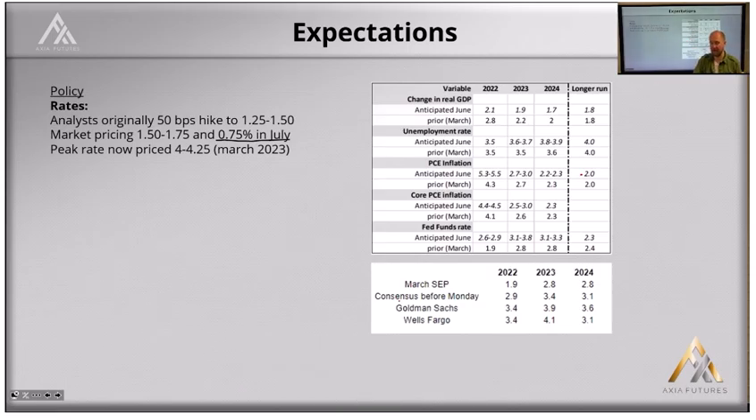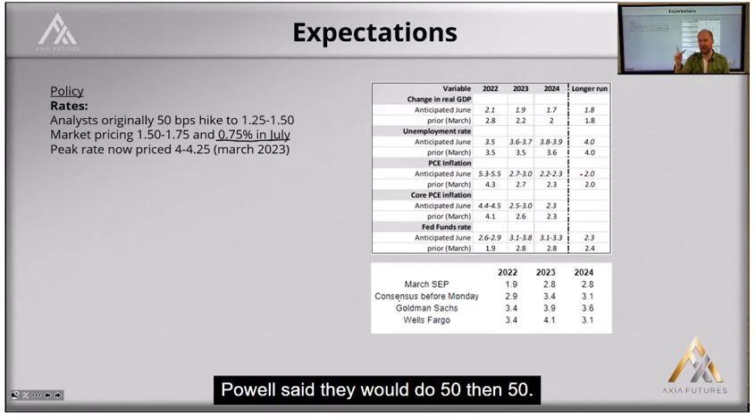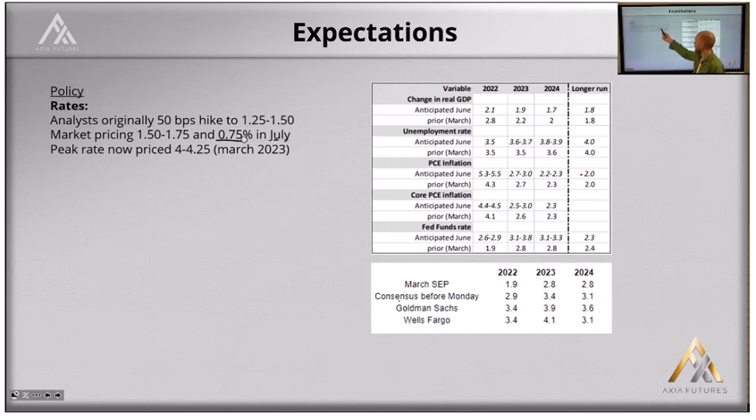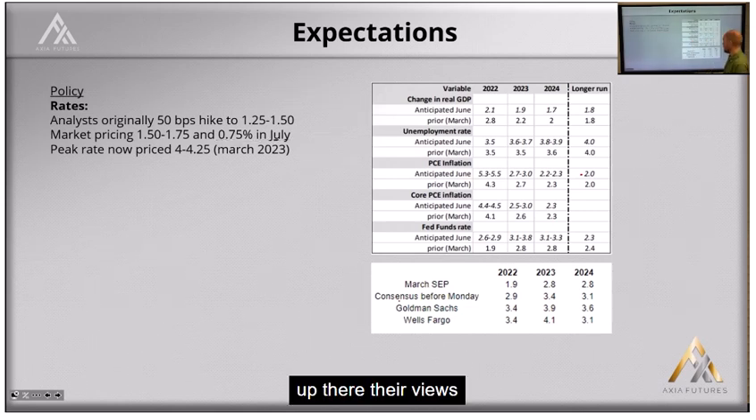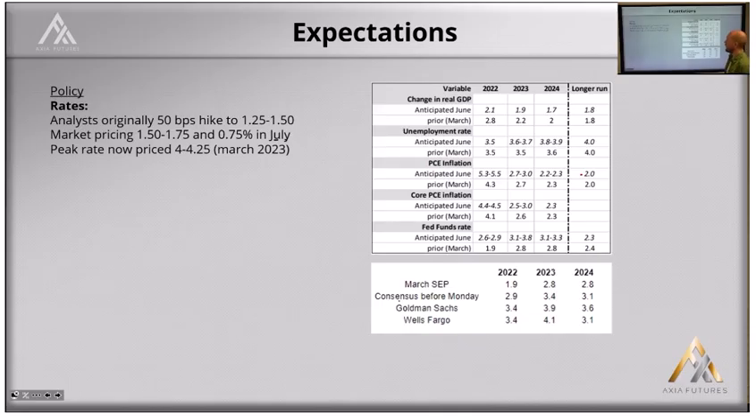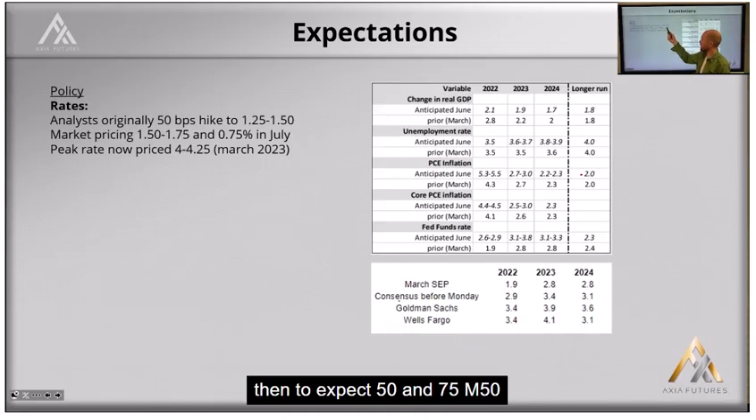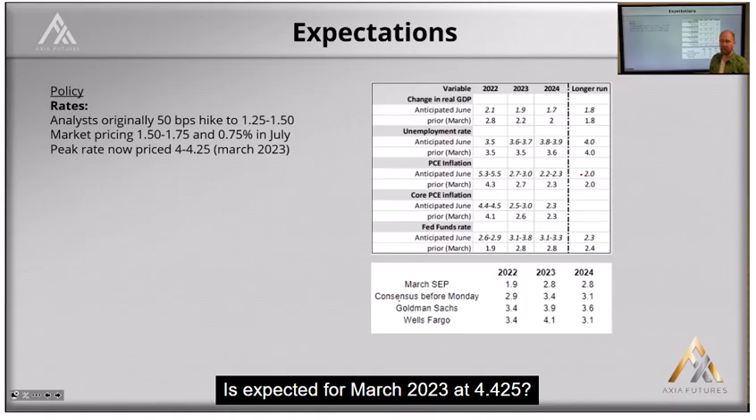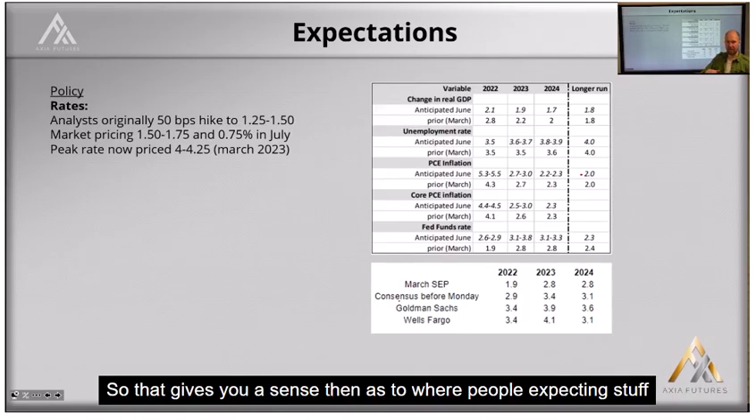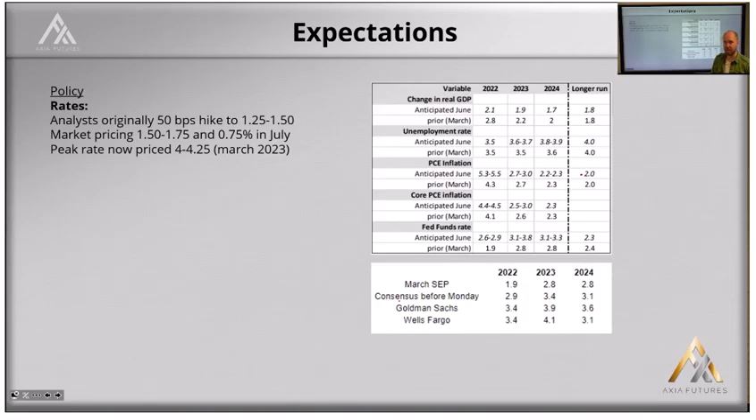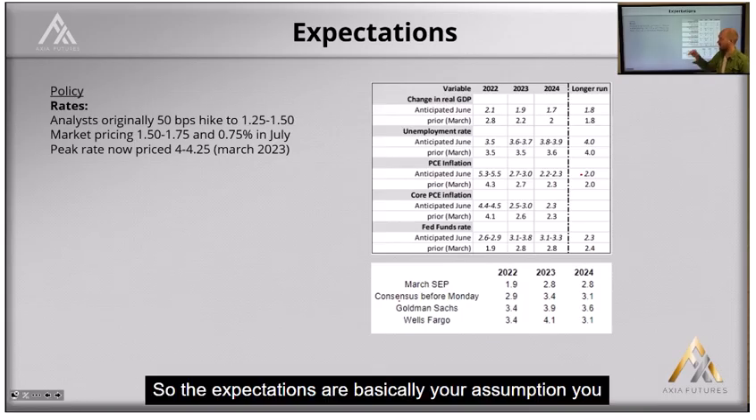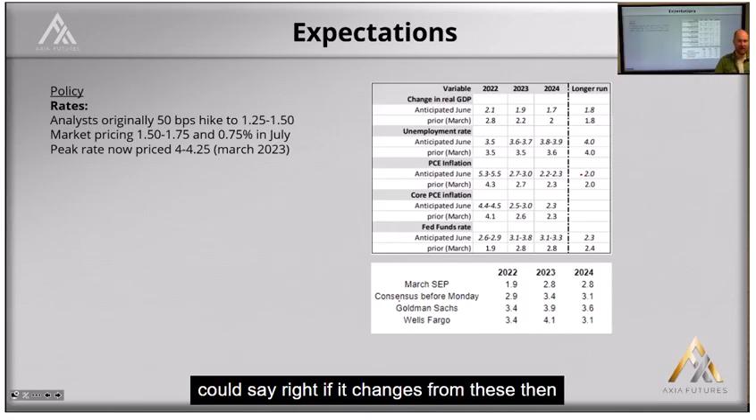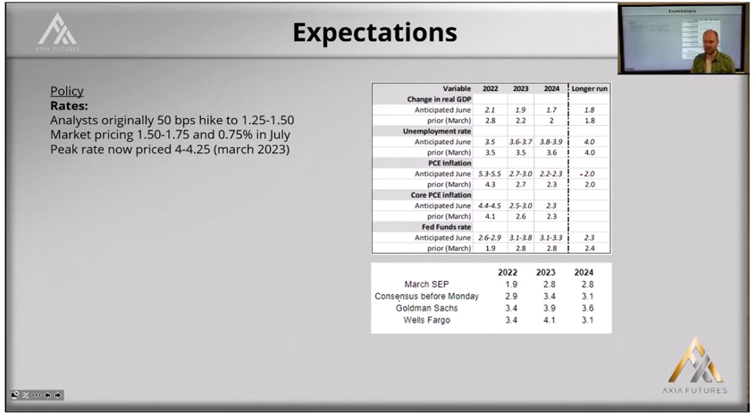So from last meeting, Powell said they would do 50, then 50. Analysts up their views, then to expect 50, then 75, then 50. The market thinks 75, then 75. And the peak rate, this is the highest rate that is expected for March 2023 at 4.425. So that gives you a sense then as to where people are expecting stuff to go. So the expectations are basically your assumptions. You can say, right, if it changes from these, then there's a trade.